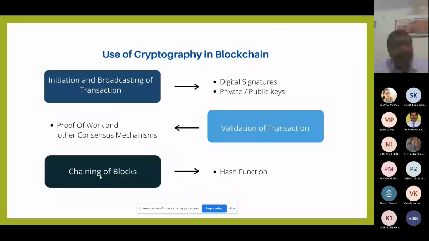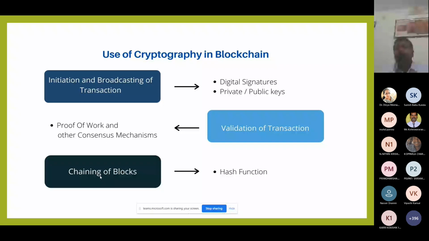So, the use of cryptography in blockchain: you can classify the overall life cycle into three different phases. You can see three blocks. First, initiation and broadcasting of the transaction. The transaction is initiated and broadcasted to the network. Second, every node will validate the transaction. And once the transaction is validated, it needs to be added to a block, and that block needs to be chained to the existing block. Of these three stages, the use of cryptography is in the first and the last stage, especially.